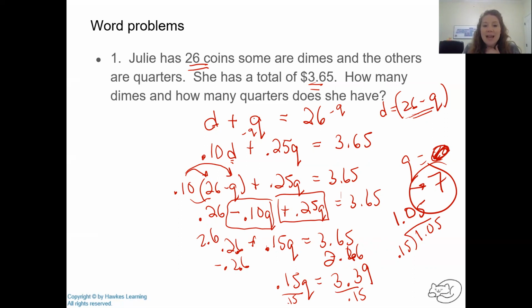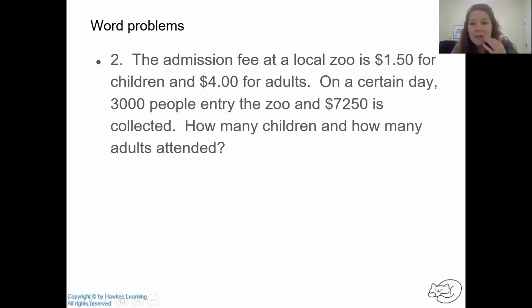So if I have 7 quarters and 26 coins, I should have 19 dimes. 19 dimes and 7 quarters is 26 coins. And if you check the math, 7 quarters plus 19 dimes should be $3.65. So sorry about that. All right, we got to move on.